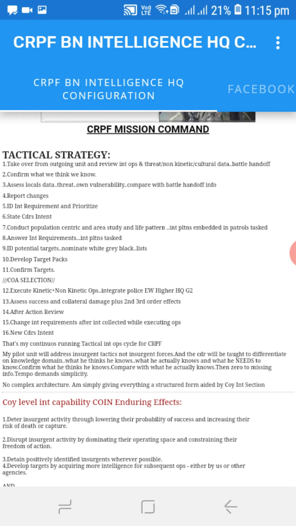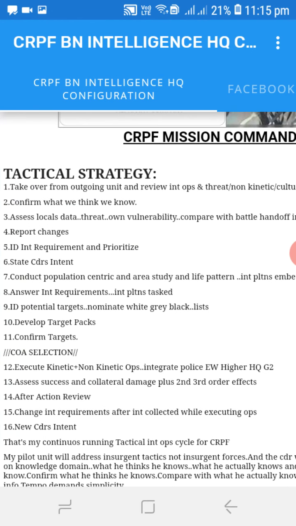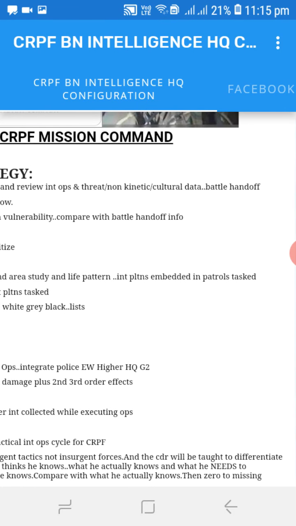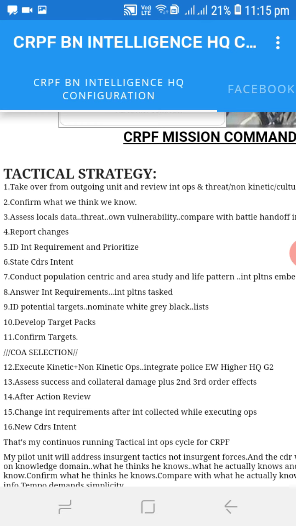In this year, we have a tactical strategy, which is: take over from outgoing unit and review ops and threat, non-kinetic, cultural data, battle handoff. This was what happened in Uri. What happened in Uri?